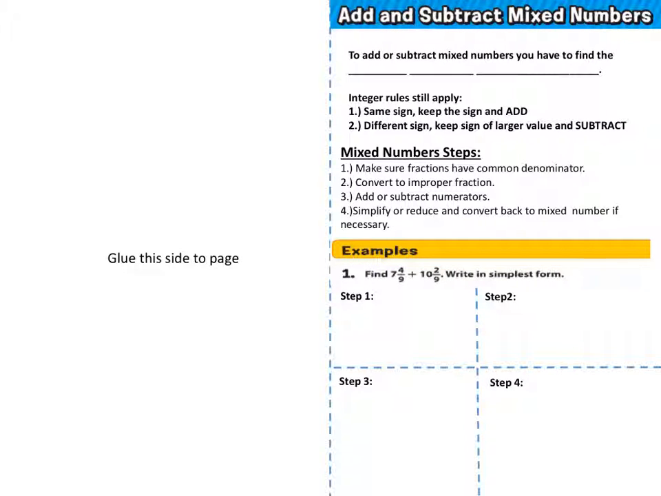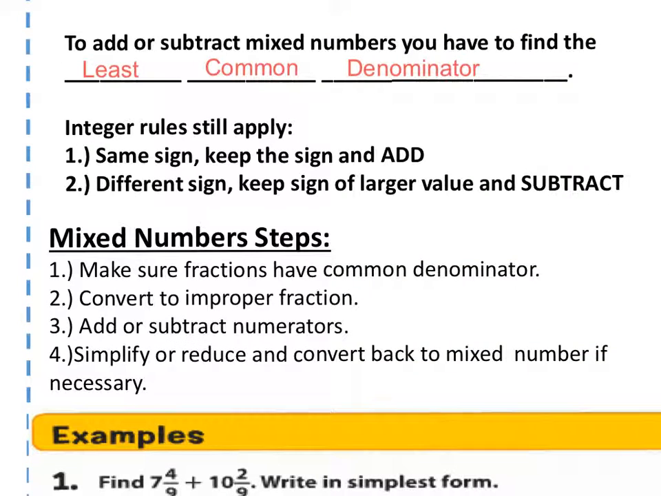Hi class, today we're going to look at adding and subtracting mixed numbers. We are in Chapter 4, Lesson 5. To add or subtract mixed numbers, you have to have the least common denominator, also known as the LCD.